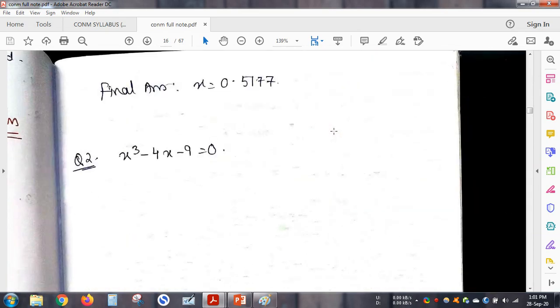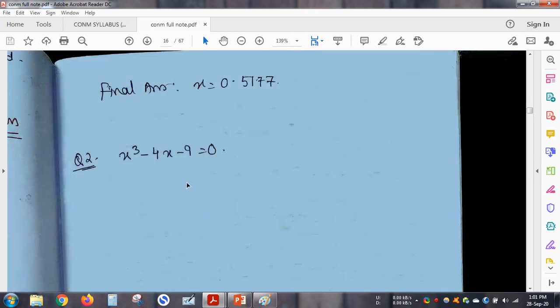You can try this for this equation also. It's not a sessional, but you can try it yourself. I will give you a different session later on.